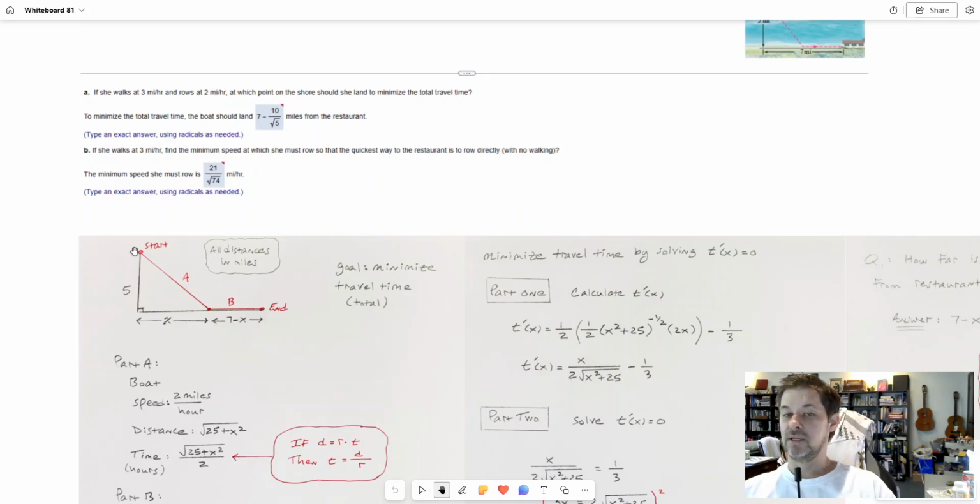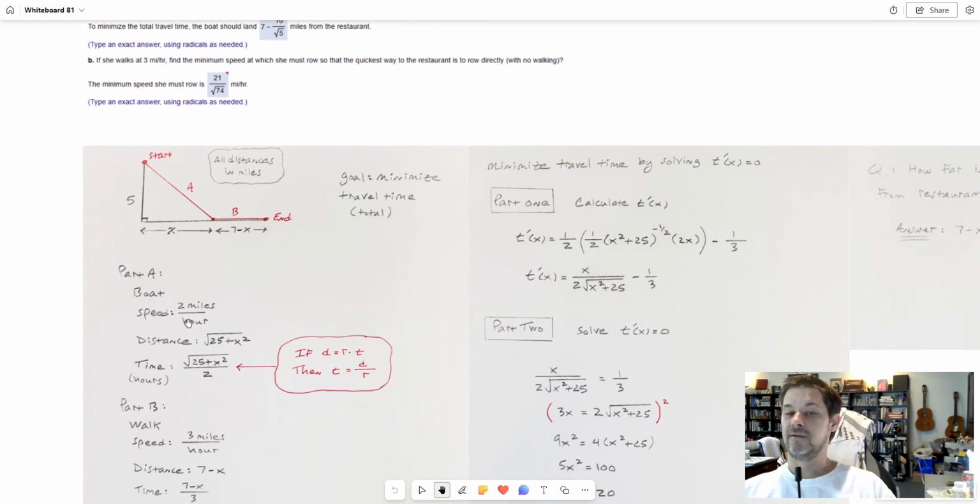Okay, that to minimize the travel time, the way to do it is to not walk at all, to row directly from start to end. As it is, if I row at 2 miles an hour and I walk at 3, I'll need to land somewhere on the shore to minimize my travel time.